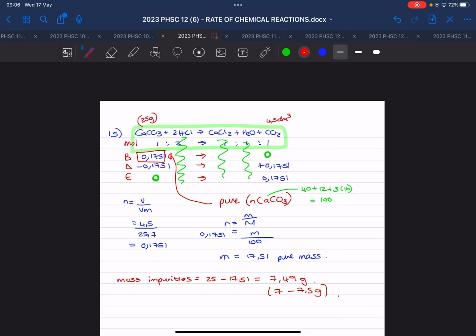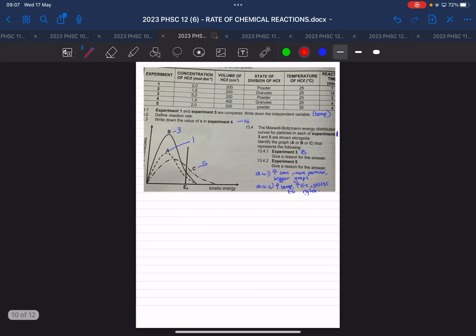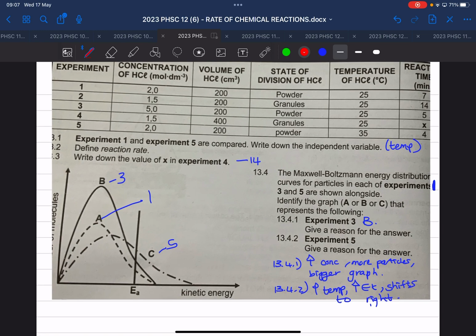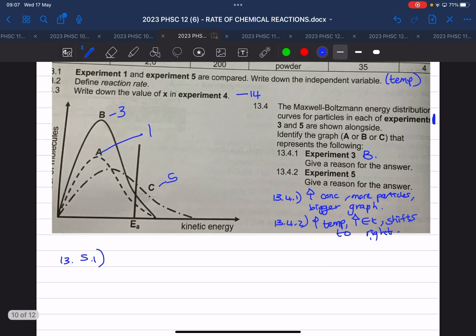Okay. So I'm going to go to yesterday's work. Yesterday we did this reaction here on page 62, question 13. Okay, we looked at all of them. We stopped at 13.4.2. Okay, so let's go to 13.5.1. They say experiment 6 is now conducted, so that's a new experiment, using a catalyst at the same reaction conditions as experiment 1. What is the function of a catalyst in this experiment?